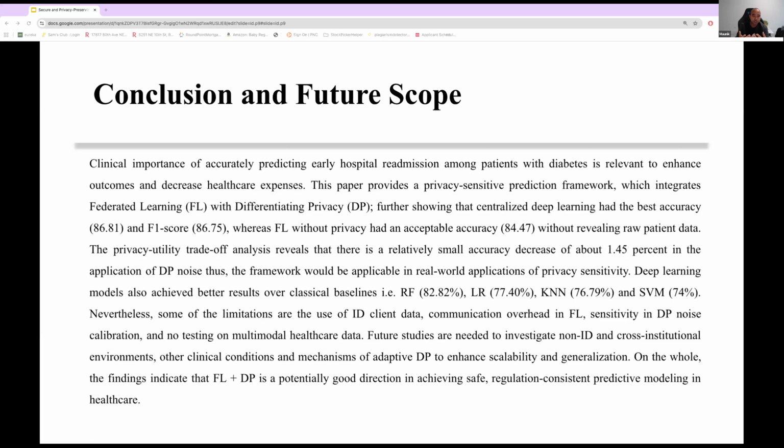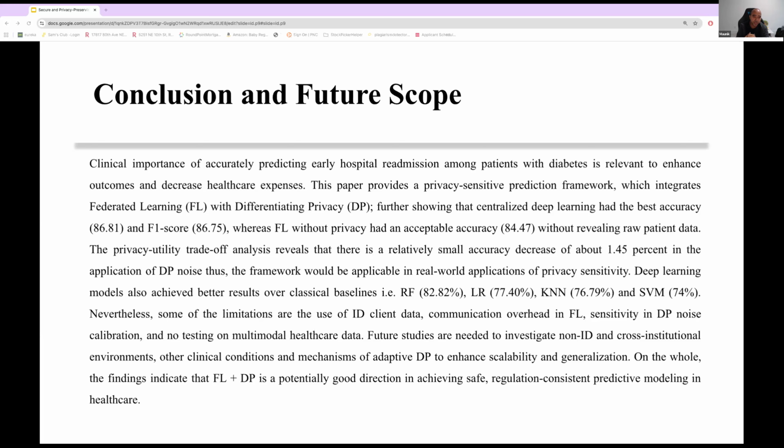Our trade-off analysis shows that it is marginal, 1.45% compared to other federated learning, and 3.5% compared to the centralized deep learning, and with applying the privacy noise, of course. So this makes the framework incredibly practical for real world and other privacy sensitive applications.